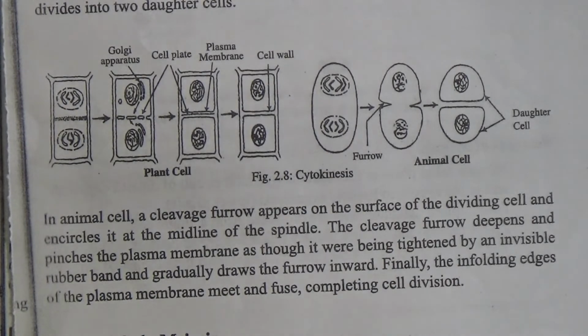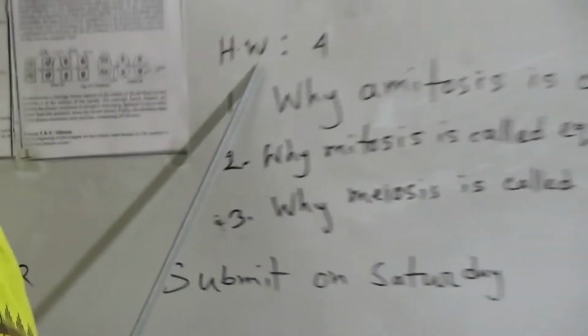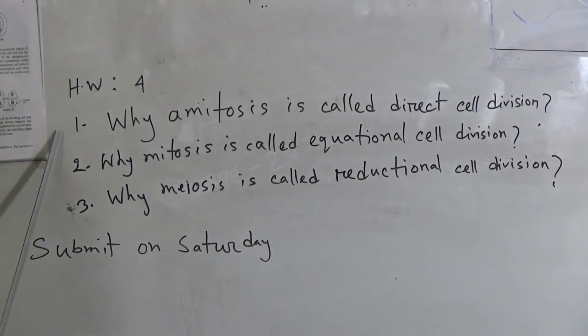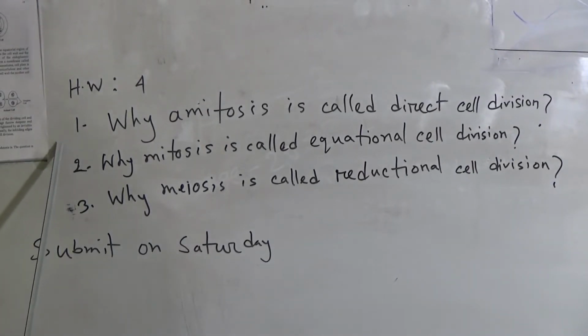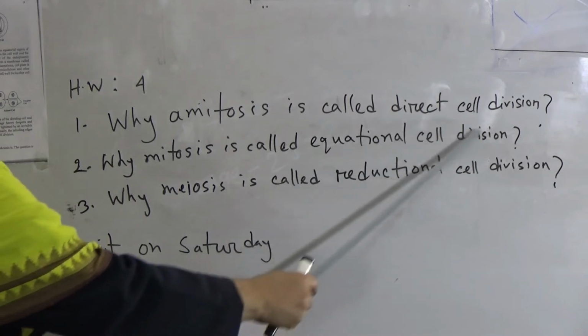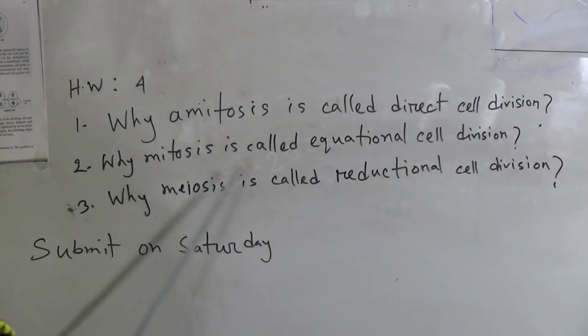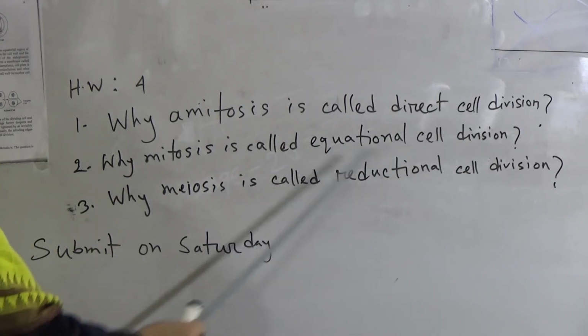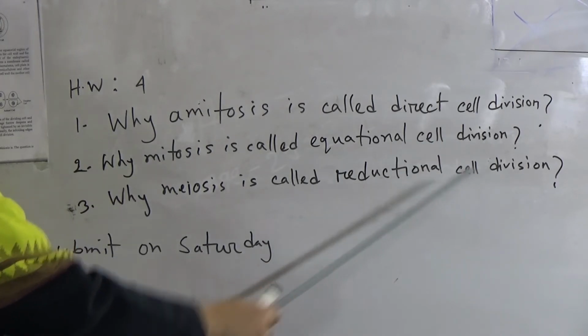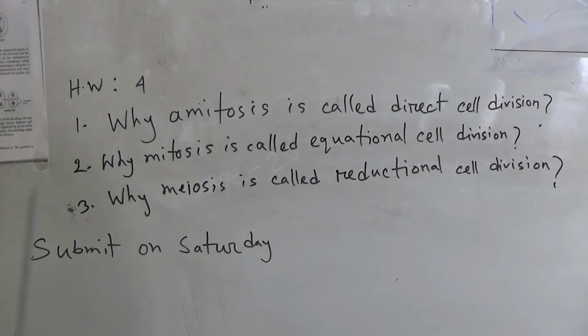So my dear students, now your today's SW number is 4, and here you have been given 3 questions. You have to answer these 3 questions as your SW. Number 1, why is mitosis called direct cell division. Number 2, why is mitosis called equational cell division, and why is meiosis called reductional cell division. My dear students, you submit this SW on Saturday.